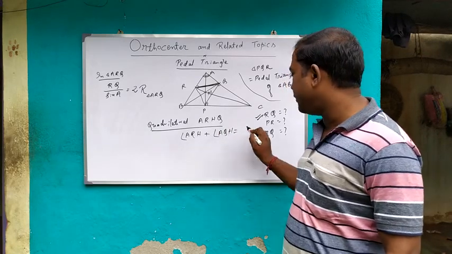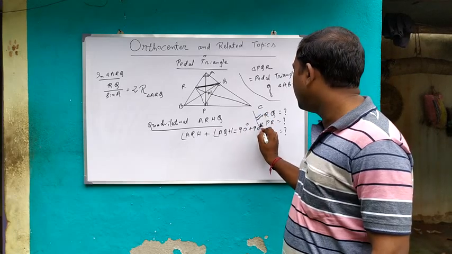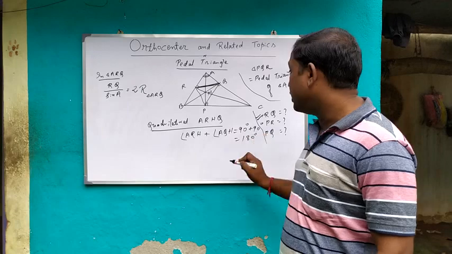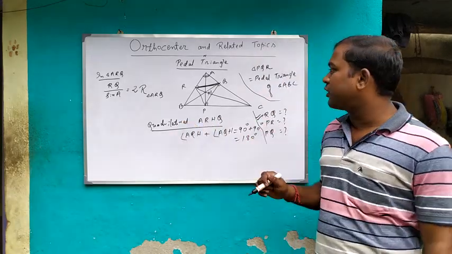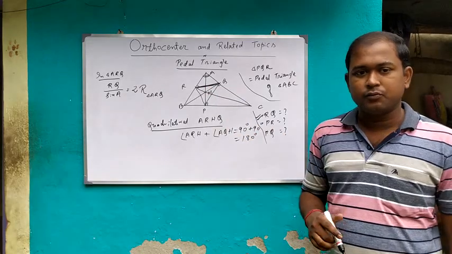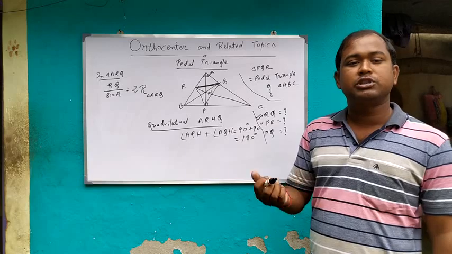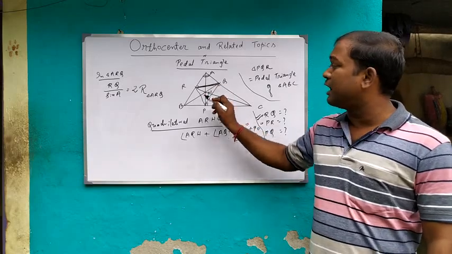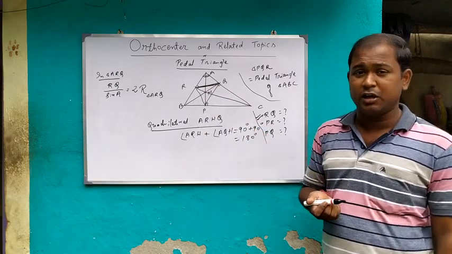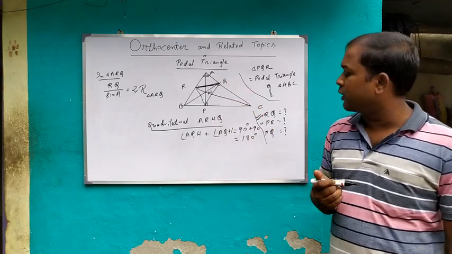It is also 90 degrees. So both these 90 degrees sum up to 180 degrees. So in this quadrilateral ARHQ, the opposite angles are supplementary. If angle R and angle Q sum up to 180 degrees, then angle A and angle H will also sum up to 180 degrees, because the sum of all 4 angles will be 360 degrees in a quadrilateral.